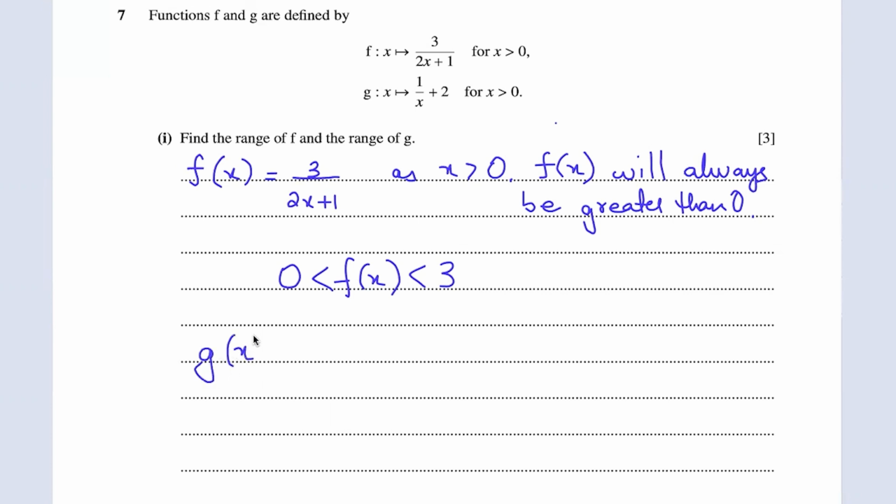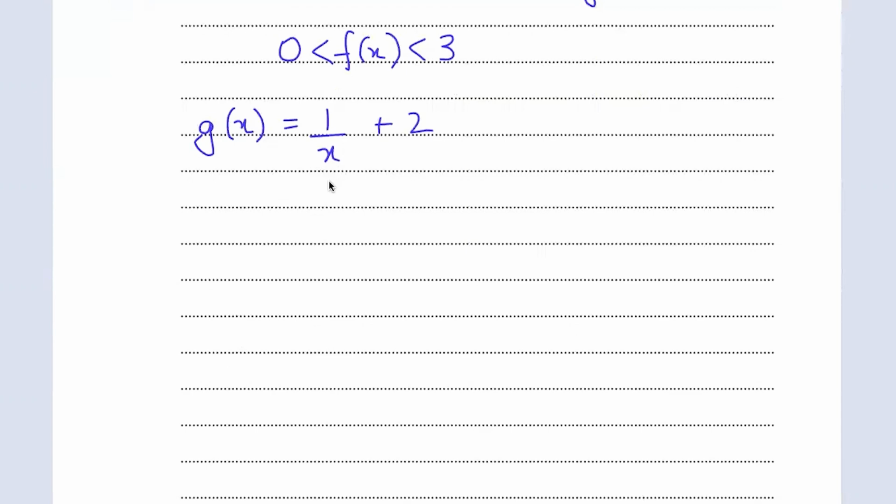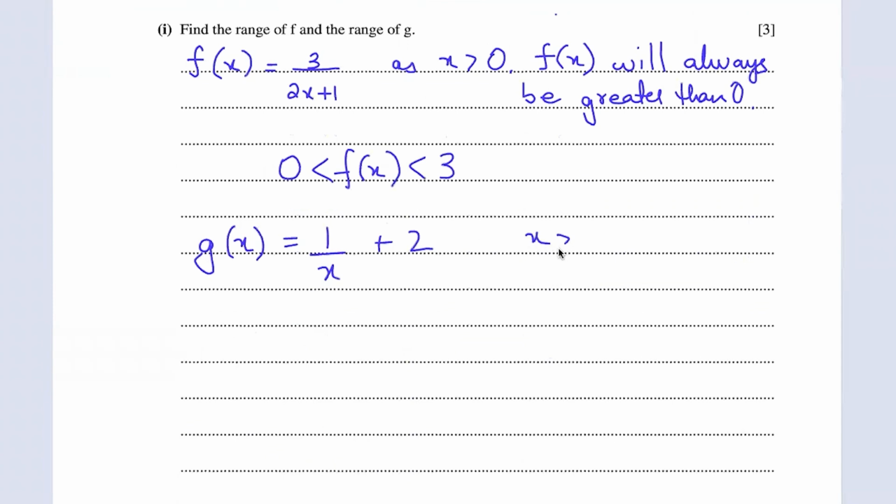For the function g of x, which is 1 upon x plus 2, we know that g of x, again over here, as x is greater than 0, as we start increasing the value of x, this whole function will basically approach 0. Now, also considering the fact that if we take a very small value of x, let's say 0.00001, this function will start approaching infinity.